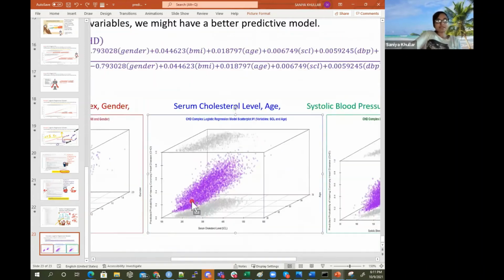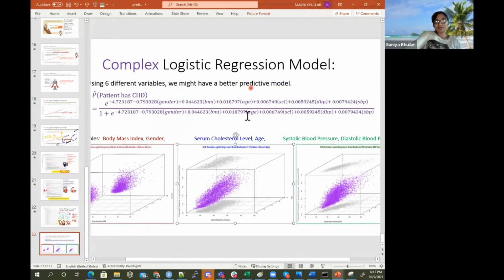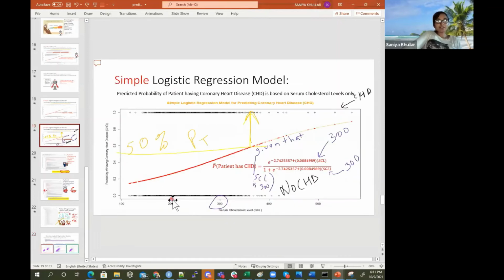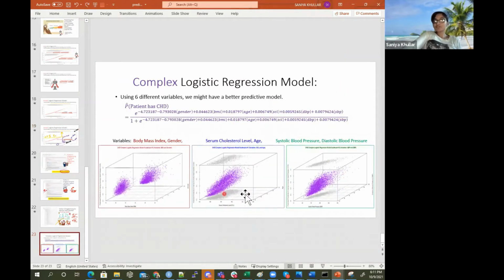A reason is that you cannot once you have more than 2 variables. So here we just had serum cholesterol level and heart disease, so we can visualize it. It's very simple to visualize. That's the advantage of using a simple model. You can see this red curve very easily. But now, if I was just choosing 2, it also looks complex. And if I have 6 variables, gender, body mass index, age, serum cholesterol level, diastolic blood pressure, systolic blood pressure, it becomes so much harder to visualize these results.